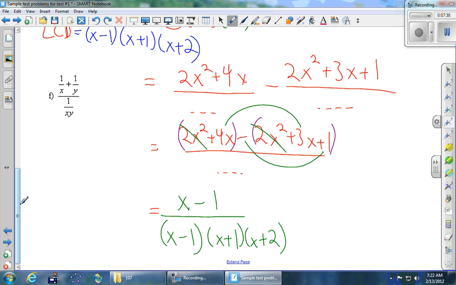And normally at this point we'd be done, but in this case you can just cancel. This x minus 1 is the same as the x minus 1 on the bottom. So we'll make it a 1 over, which means our final answer is 1 over x plus 1, x plus 2.